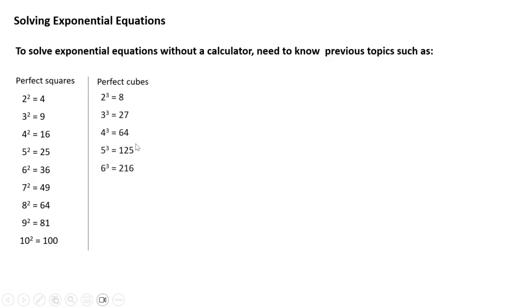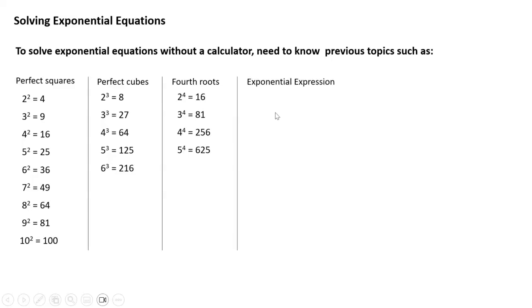And these are perfect cubes. At least know all the way to 6, like 2 cubed is 8, 3 cubed is 27, and so forth. And the fourth powers, at least know all the way to 5. 2 to the fourth power is equal to 16, 3 to the fourth power is 81, and so forth. Also, you must know exponential expressions. A is called the base, M is the exponent.